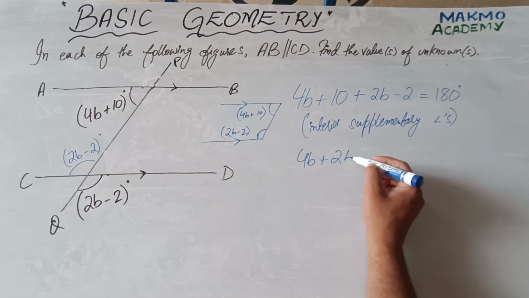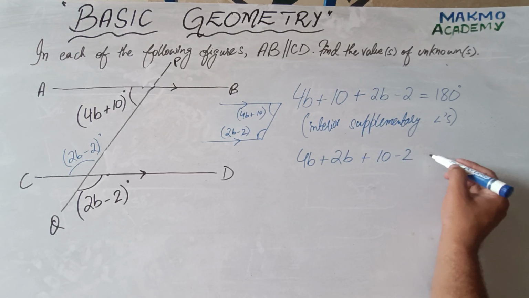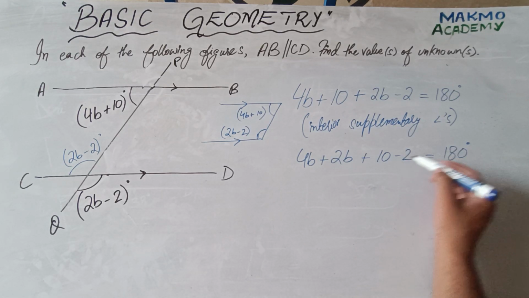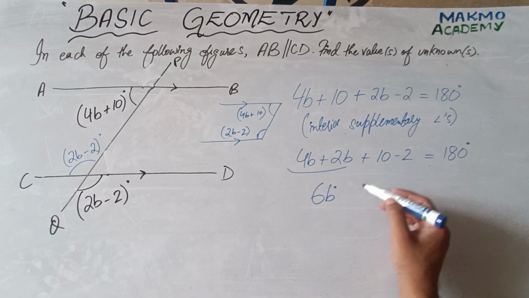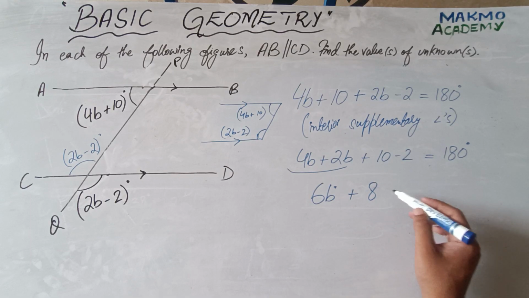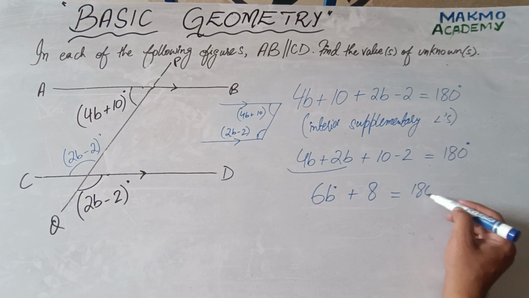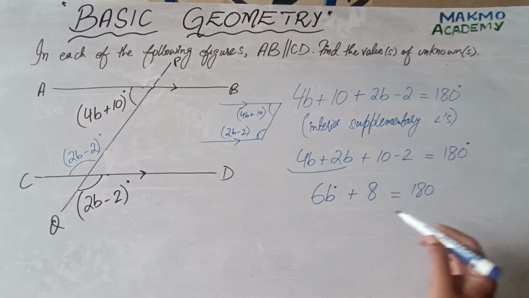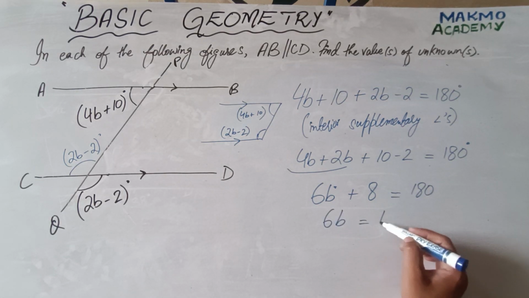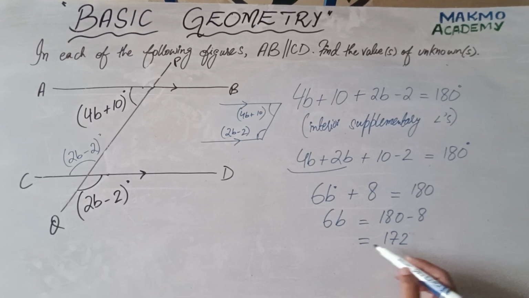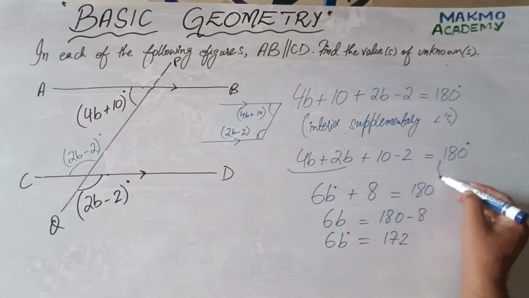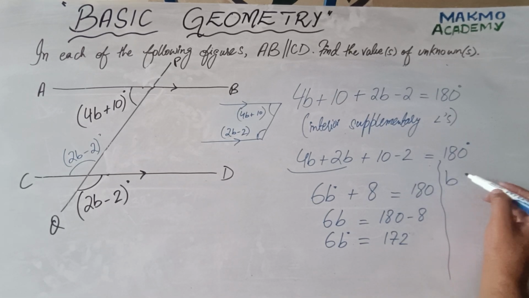4b plus 2b plus 10 minus 2 is equal to 180 degrees. So they both would form 6b. 10 minus 2 is 8, the sign will be of the bigger number, is equal to 180 degrees. Now we need to take this 8 to the other side, so this would become negative 8. This would give us 172. 6b. Now b and 6 are multiplying with each other. If we take it away to the other side, this will go over there and divide.